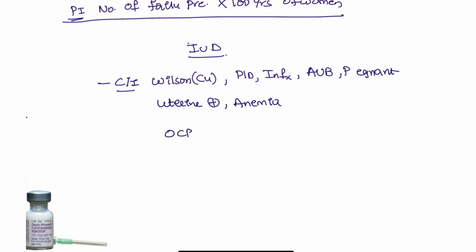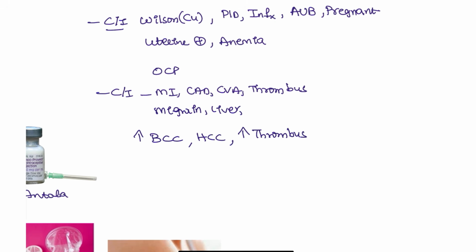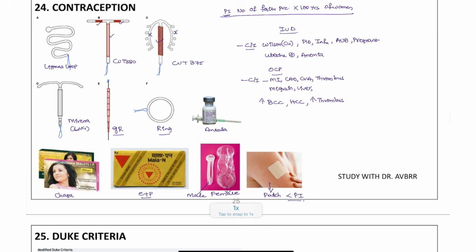Next, OCPs. OCPs are contraindicated in patients with MI, cardiovascular diseases, cerebrovascular diseases, thrombus formations. Other conditions such as migraine and liver disease patients are also contraindicated. Why? Because it can increase breast carcinoma, hepatocellular carcinoma, and thrombus formation. So that's why OCPs are contraindicated in these situations. Okay, these are the findings that you have to remember.